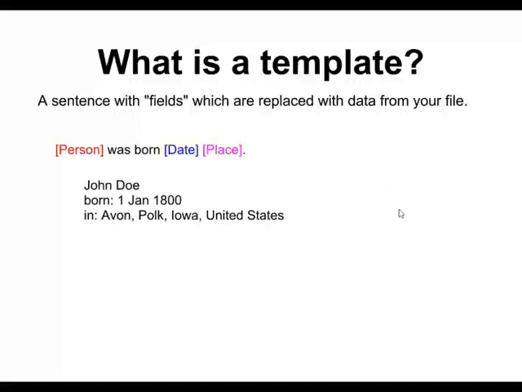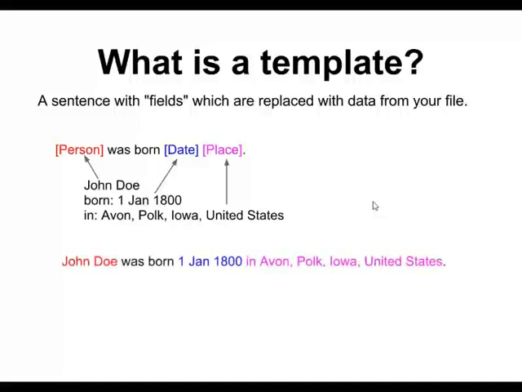When RootsMagic encounters this template with this data, it's going to replace that person field with John Doe. We're going to replace that date with that person's birth date, and we're going to replace that place with Avon, Polk, Iowa, United States. So when RootsMagic prints a report or whatever where it's going to use this sentence template, that template is going to eventually end up looking like this. John Doe was born 1 January 1800 in Avon, Polk, Iowa, United States.